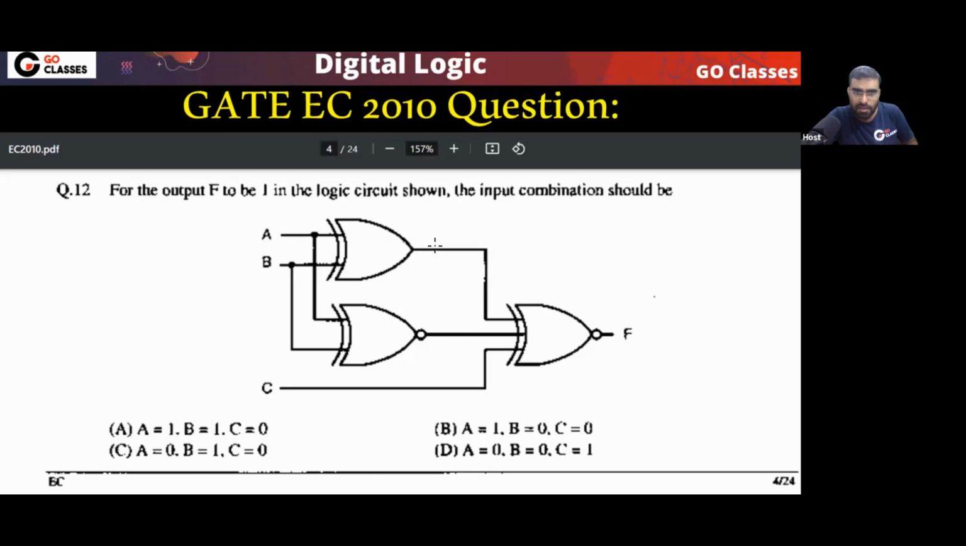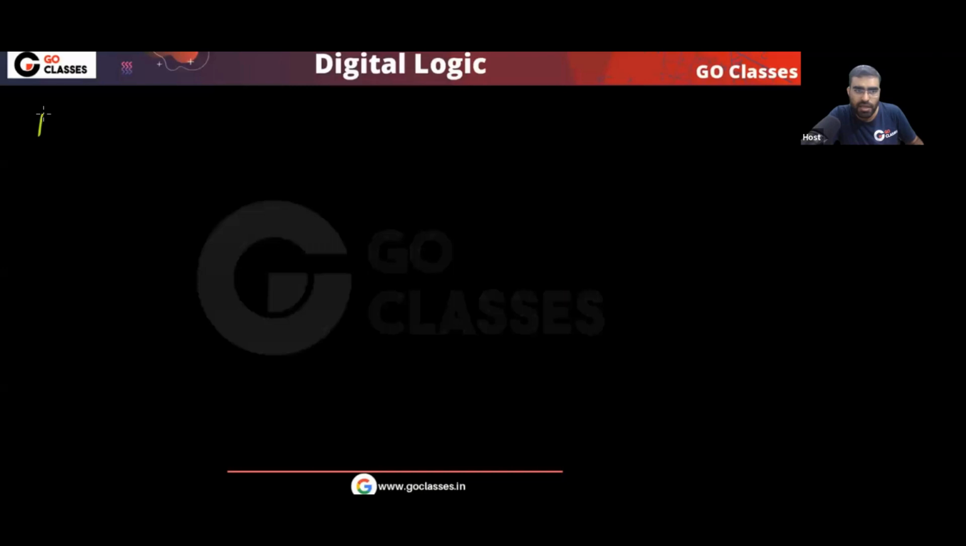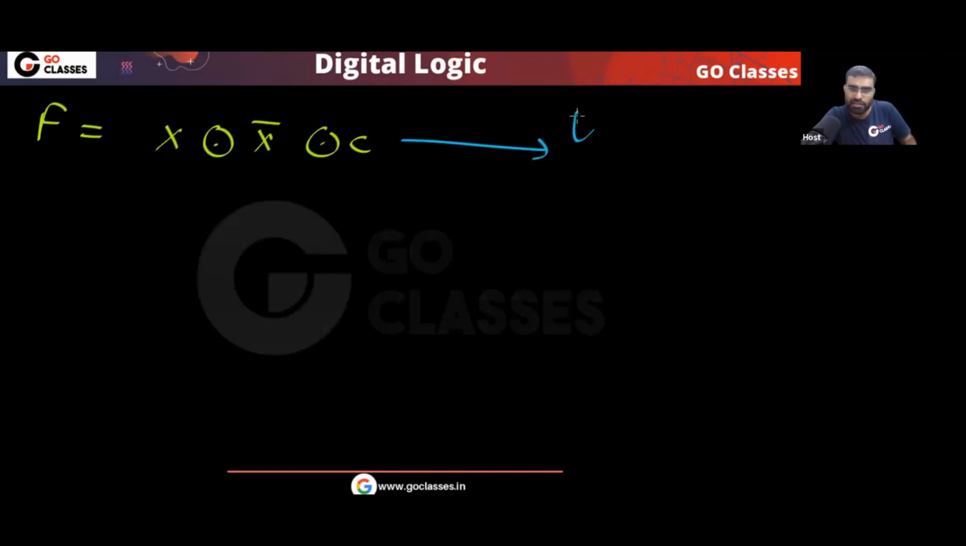See, very simple. You can notice they are complement. If this line is X, then this will be X bar, and this is your C. The misconception will happen if you write F is equal to XNOR of these three: X XNOR X bar XNOR C. If you write like this, this will be wrong.